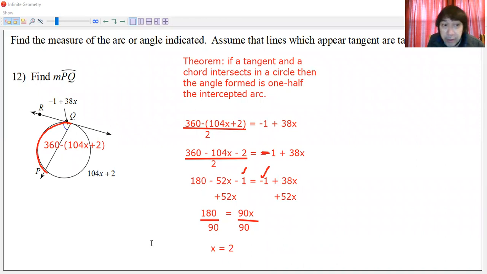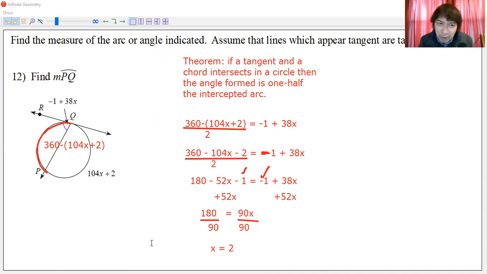We can now solve for the arcs. There are 2 arcs here. The one with the expression is 104x plus 2, that's also PQ. And the other one, I marked 360 minus 104x plus 2, can also be called PQ. So there are 2 arc PQ here. Let us solve the smaller and the bigger, those are the 2 arcs with the name PQ.